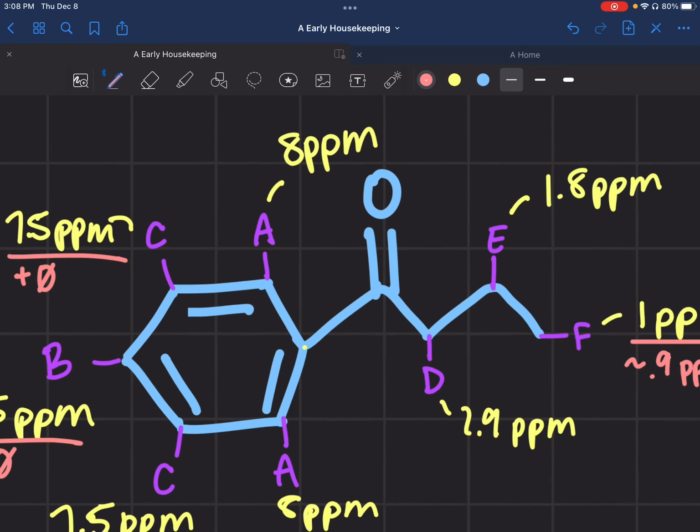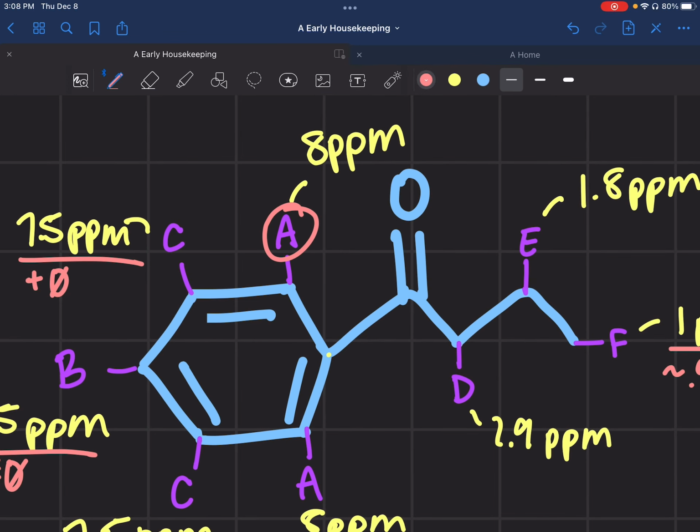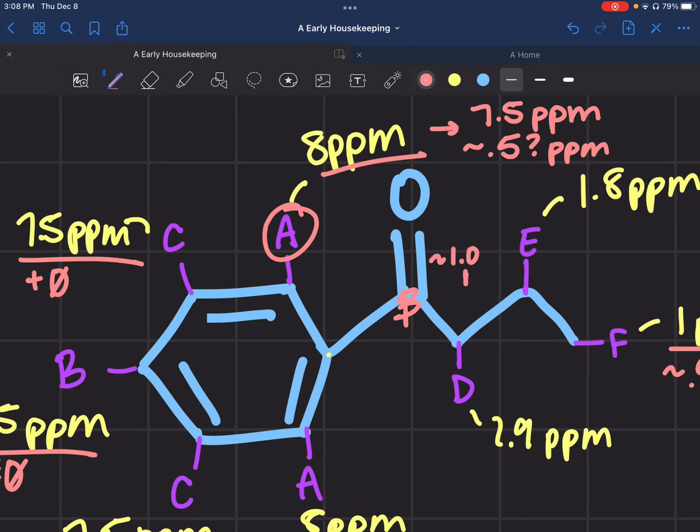So let's look at A. A has 8. Where that comes from: it's 7.5 ppm from the ring, like we established for B and C. The fact that it has an additional 0.5 that we're unsure where it came from tells us, based on everything we're working with, it has to be beta to this carbonyl here. Carbonyl, remember, has a 1 ppm reference value. So it needs to be beta.